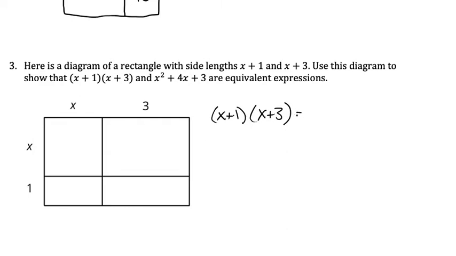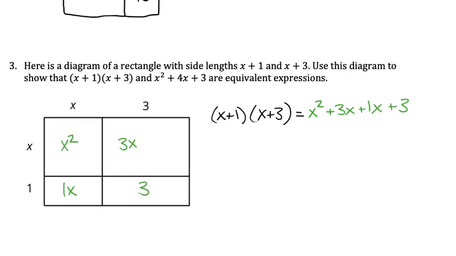What about the smaller rectangles? Well, we see that we have this rectangle here that has an area of x squared, x times x. We have this rectangle here that has an area of 3x. We have a rectangle down here that has an area of 1x, 1 times x, and 1 times 3, this rectangle has an area of 3. So we can add all 4 of these rectangles together to get the total area of the larger rectangle. So it would be x squared plus 3x plus 1x plus 3.